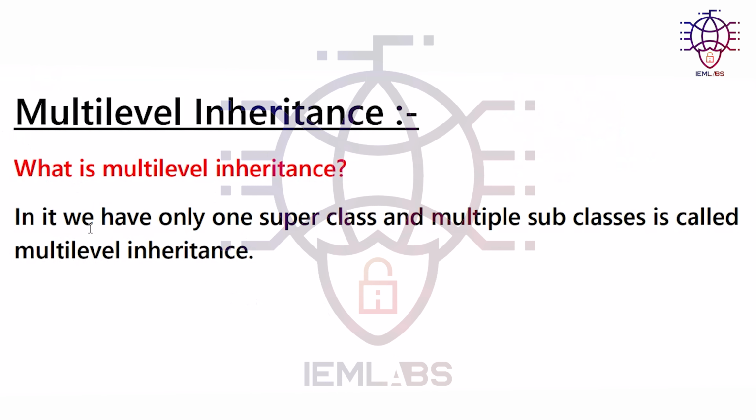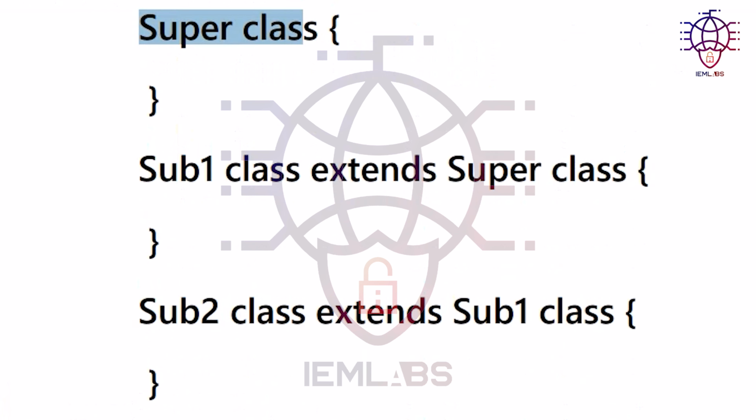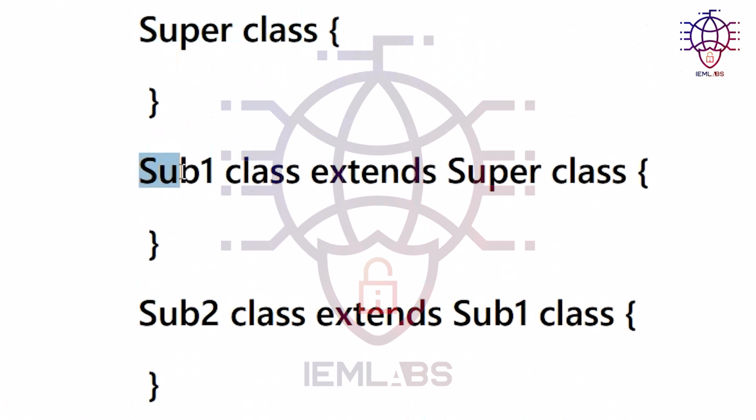Multilevel inheritance. What is multilevel inheritance? In multilevel inheritance, we have only one superclass and multiple subclasses. It means there's one superclass and there's subclass 1. It will extend the superclass, and next subclass 2 will extend the first subclass. And if there is a subclass 3, then it definitely extends the second subclass, and so on.